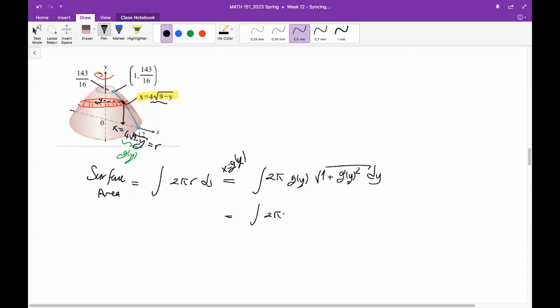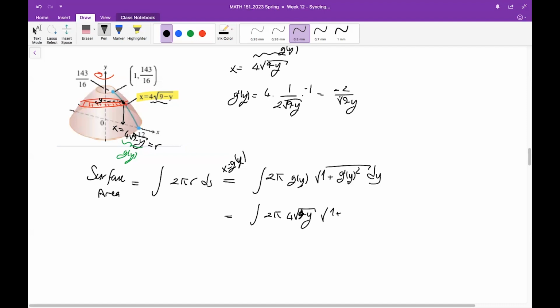g of y is 4 times square root of 9 minus y squared, times square root of 1 plus, I will take the derivative of this expression. Let's do that here. So for 4 times square root of 9 minus y squared, this is g of y. So the first derivative of that function is 4 times 1 over 2 times square root itself times the derivative of the inside part, which is minus 2y. So what is this? It is in fact minus 4y over this expression. Okay, the first derivative goes like that.